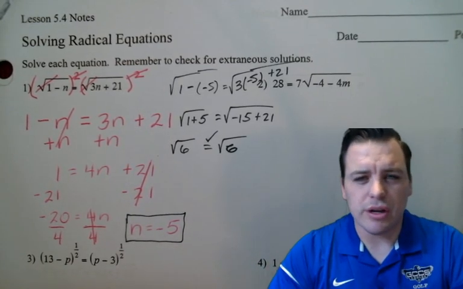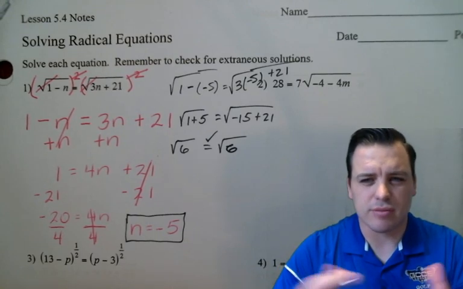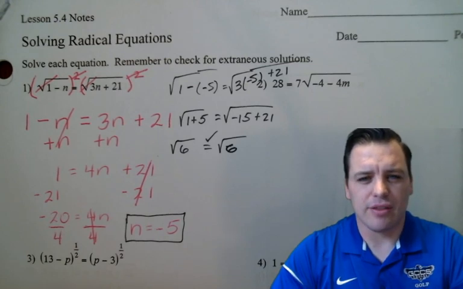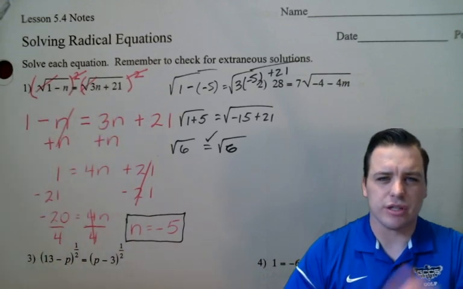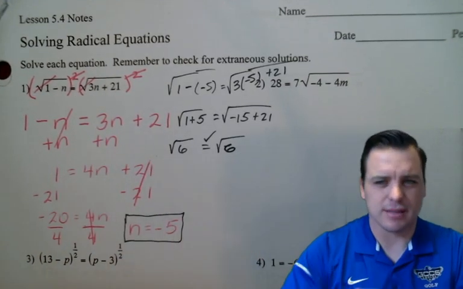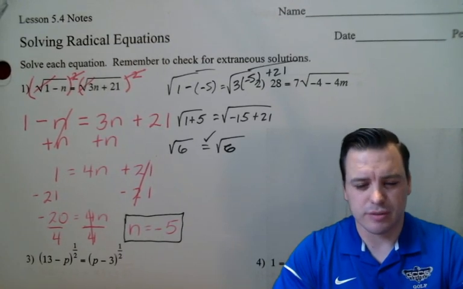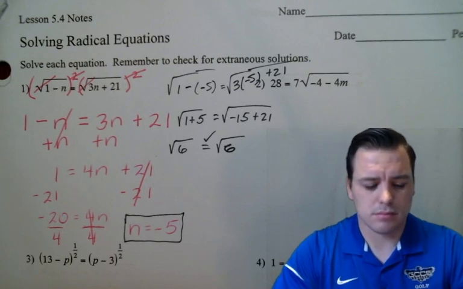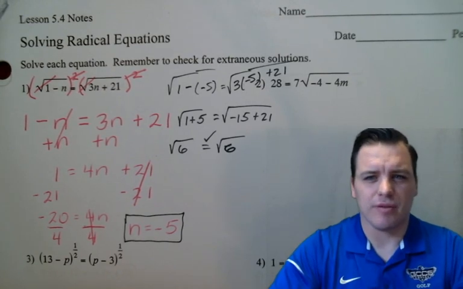So what you're doing here is solving for the variable and using those inverse properties, squaring and square rooting. Once you get your answer, you just plug it back into the original equation to make sure you get the same thing on both sides. That is what you're doing to check for extraneous solutions. Give me a thumbs up if you're following me in that.